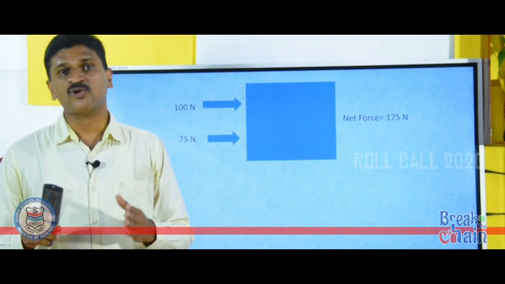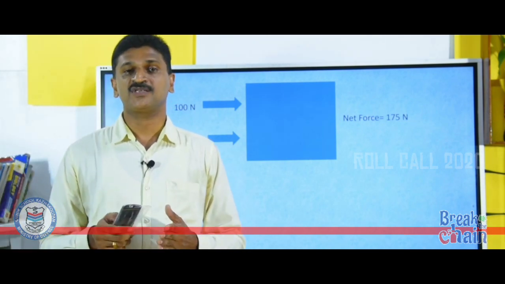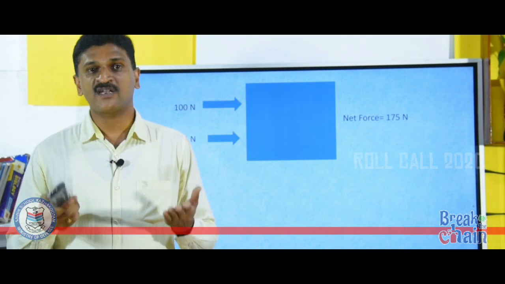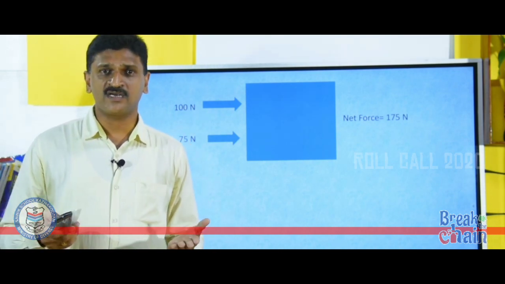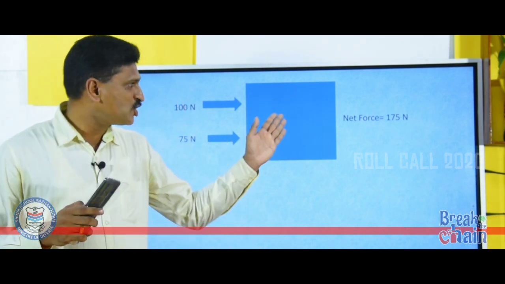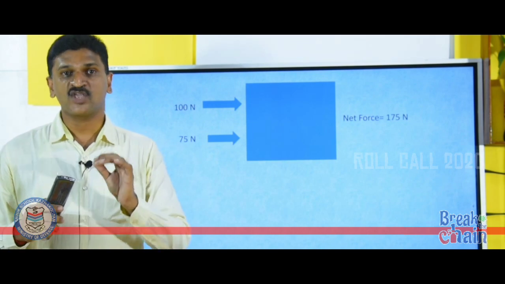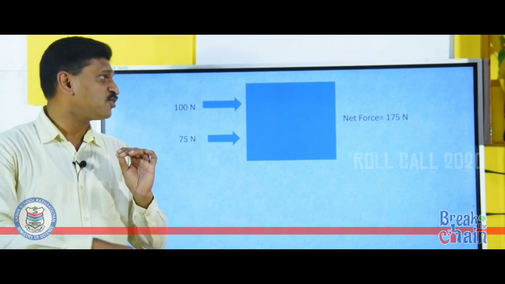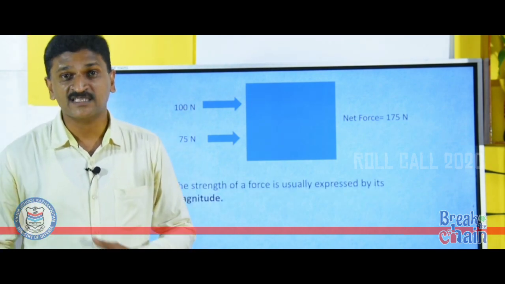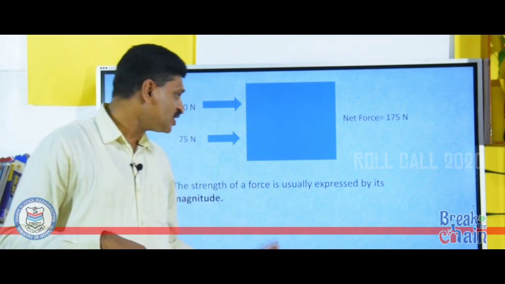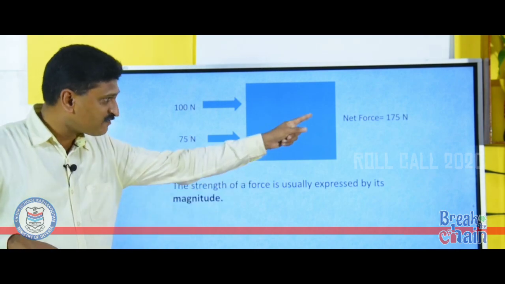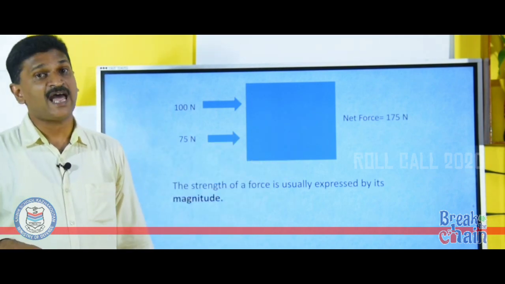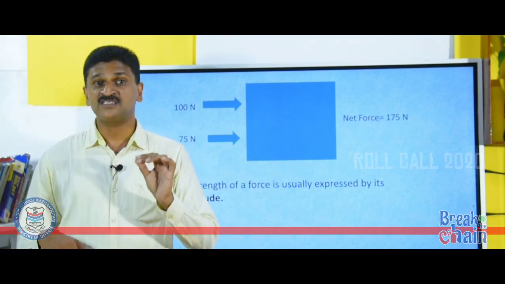Every physical quantity, not only force, any physical quantity that you measure, whether it may be force, distance, or mass, whatever it may be, has two parts. One, a numerical value, and another one, a unit. The numerical value of the physical quantity, we call it magnitude. Here, the net force acting is 175 Newton and the magnitude of the force is 175.